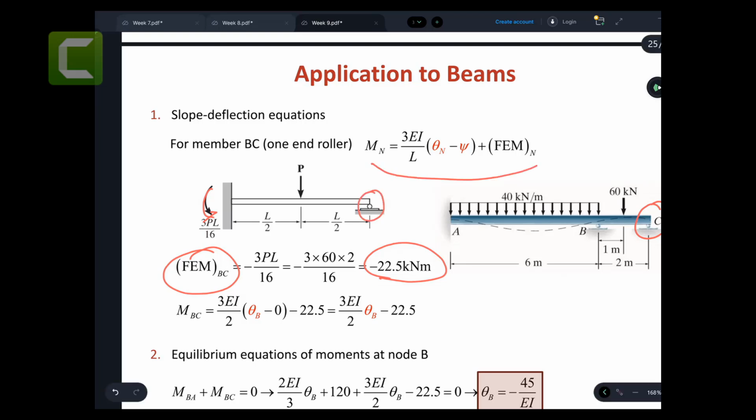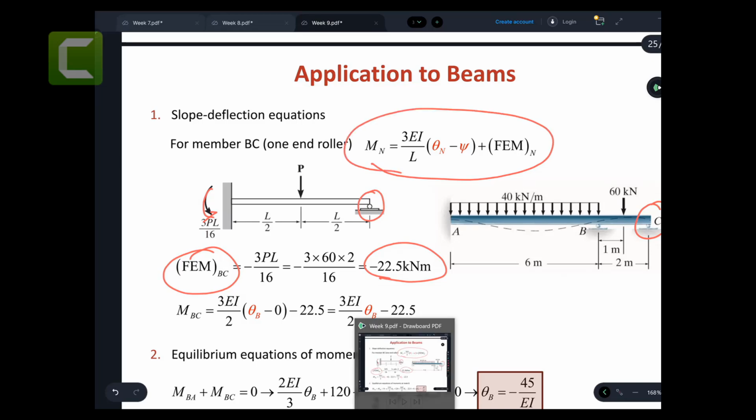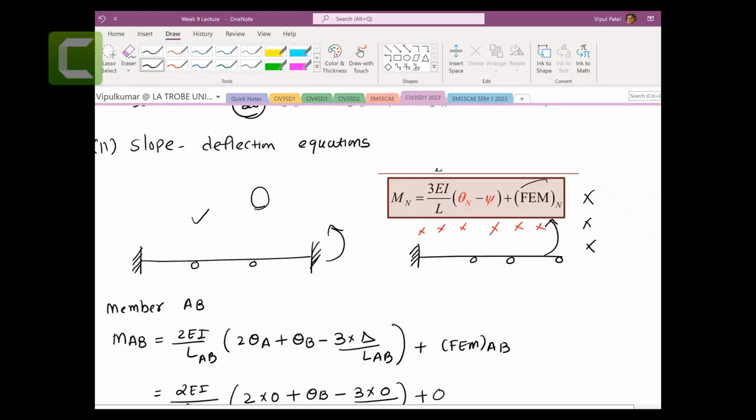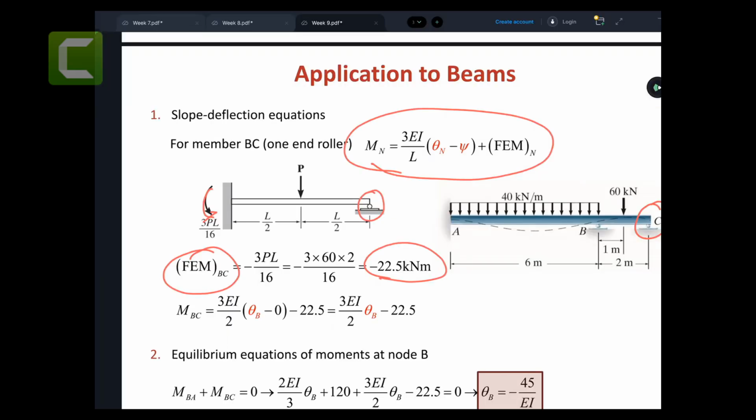For that case we can use these equations, a very small equation, simple, same style. You have fixed end moments, you have theta B, and the others are 0. So MBC, there is no MCB, by the way, because the moment at this point is 0. When it's free, only the reaction moments exist, otherwise there is no moment.